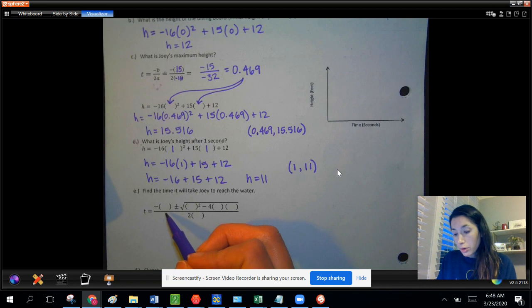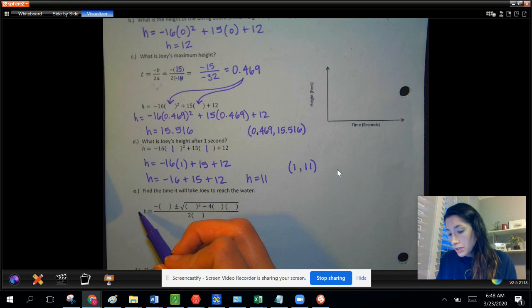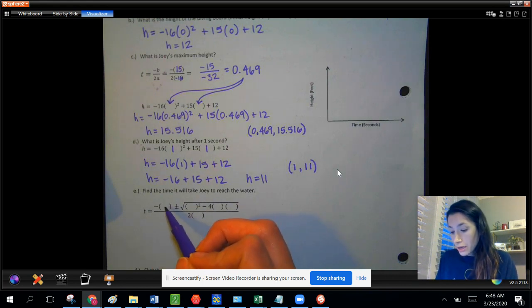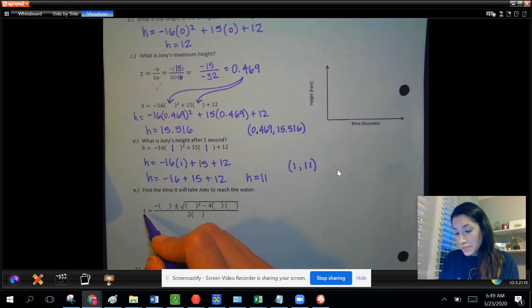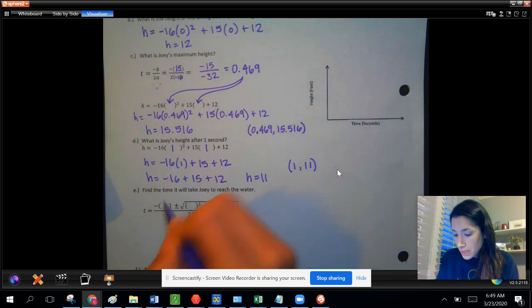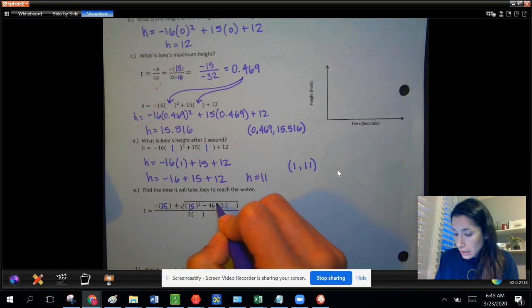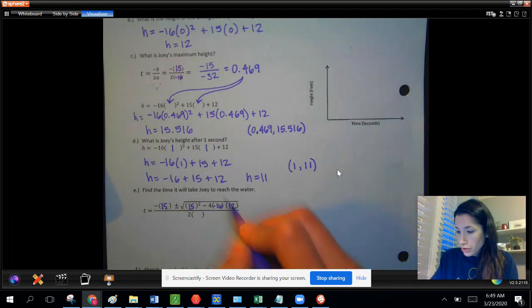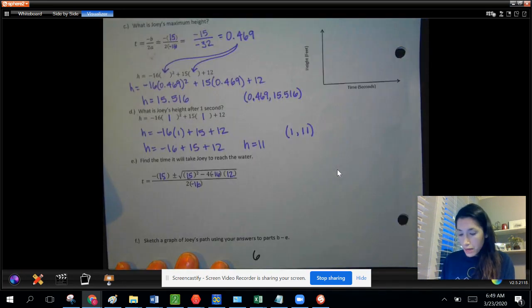So we need to figure out, we're going to plug in 0 for time. Or no, we're figuring out time. So we're going to plug in 0 for height. So we need to use the quadratic formula to actually set this up. So remember our quadratic formula. Instead of x equals, it's t equals negative b. So we have a negative here. Our b is 15. Plus or minus the square root of b squared. So 15 squared minus 4ac all over 2a.